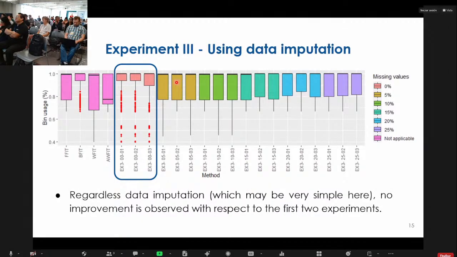And it doesn't matter, the data imputation also. No improvement was observed with respect to the first two experiments. And that part is important also.